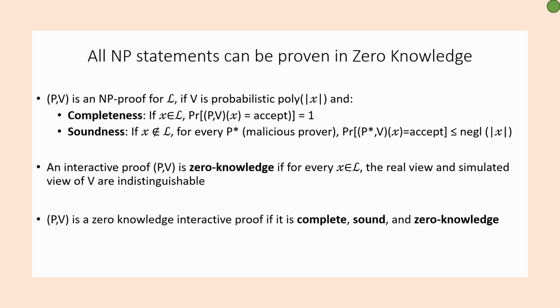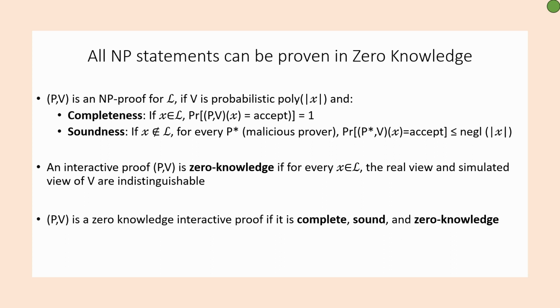Now we can redefine NP proofs and say PV is an NP proof for the NP language L if V is a probabilistic polynomial in the length of X and the following two properties are true. First, it is complete. That is, if the claim X is in the NP language L, the probability PV will accept is 1. Second is that PV is sound. That is, if the claim X is not in L, then even for a malicious prover, the probability that PV will accept is less than some negligible amount.